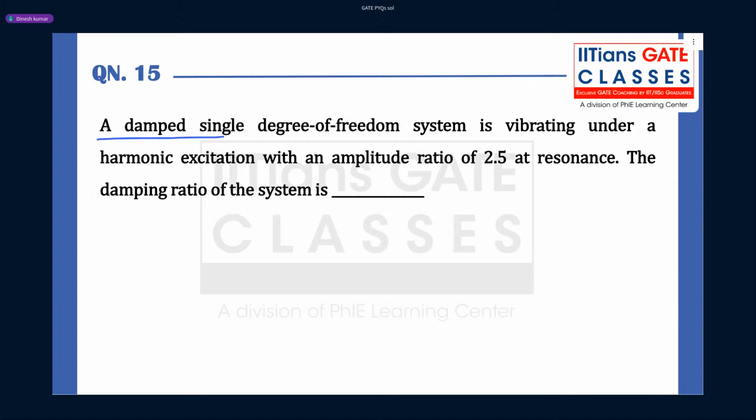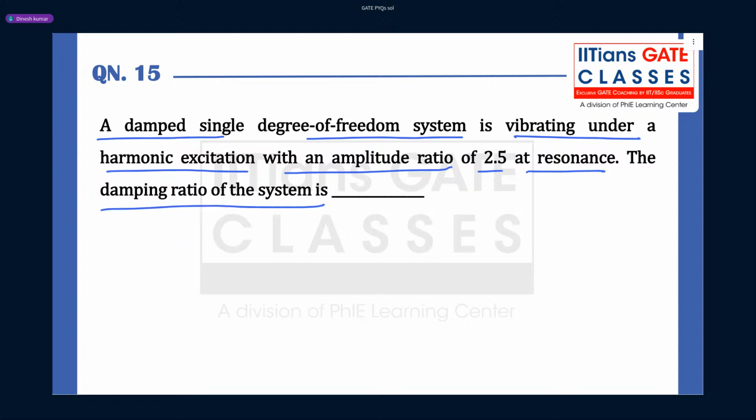A damped single degree of freedom system is vibrating under a harmonic excitation with an amplitude ratio of 2.5 at resonance. The damping ratio of the system is. So guys, this problem is from forced vibration, and they told the amplitude ratio. The amplitude ratio is nothing but x by x static, and it is given as 2.5.